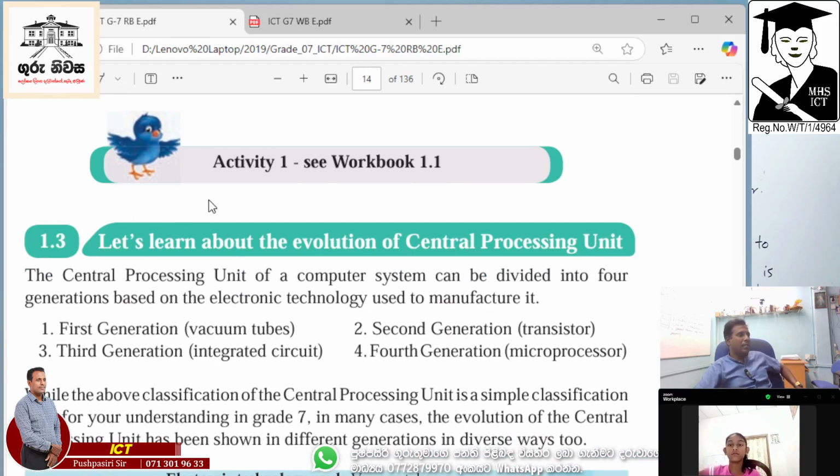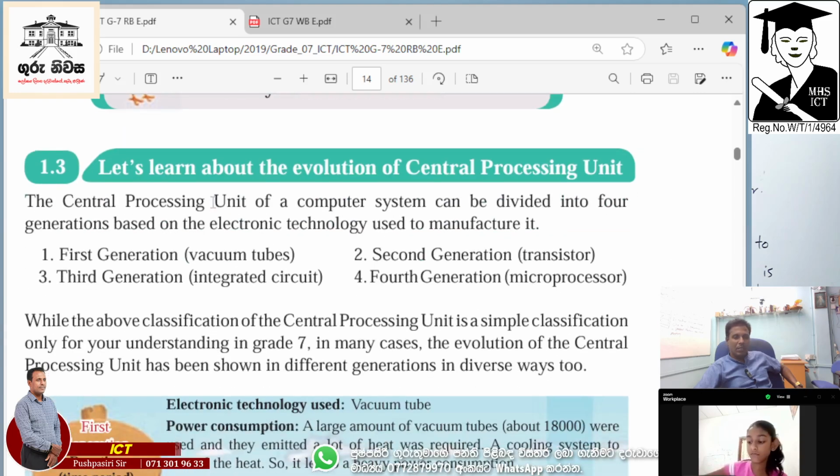We will learn the other part of the lesson, right? So now we'll just go through 1.3. Let's learn about the evaluation of central processing unit. What do you mean by evaluations? Evaluations means the generations, right? From the top to bottom, how the computer, the CPU, has been developed.